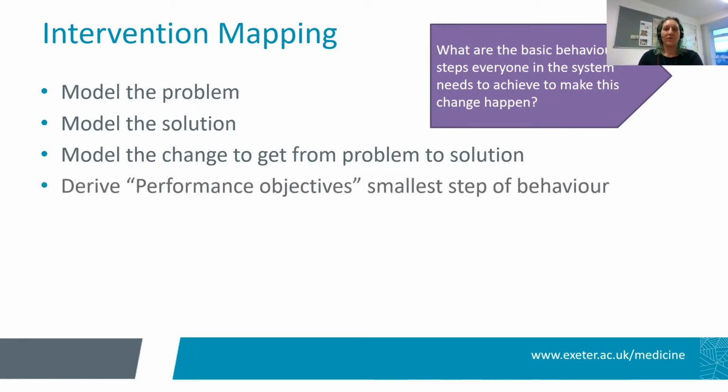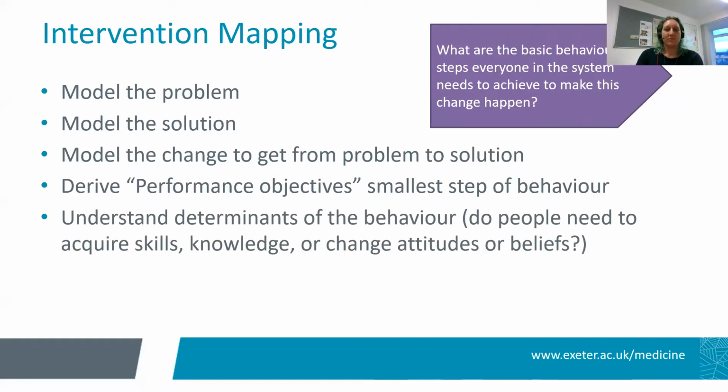And then we derive what the intervention mapping approach calls performance objectives, which are really like the smallest steps of behavior that we need to get people to do to change. So maybe it's that a teacher knows how to use a worksheet to support a child to do a particular task. So they're really, really small steps of behavior.